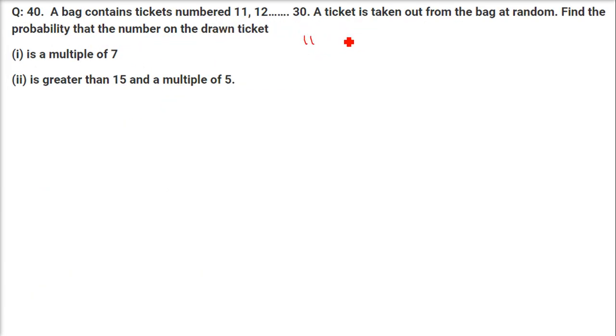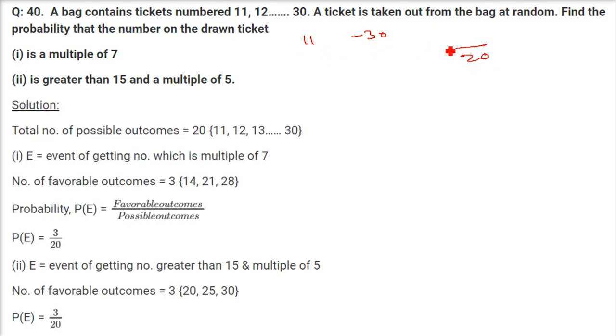A bag contains tickets from 11 to 30. So how many numbers are there? Just subtract 10 from here. So you have in all 20. So 20 will always be the denominator in both the cases. So 20 is the total number of possible outcomes. A ticket is drawn out from the bag at random. Find the probability that the number on the drawn ticket is a multiple of 7.